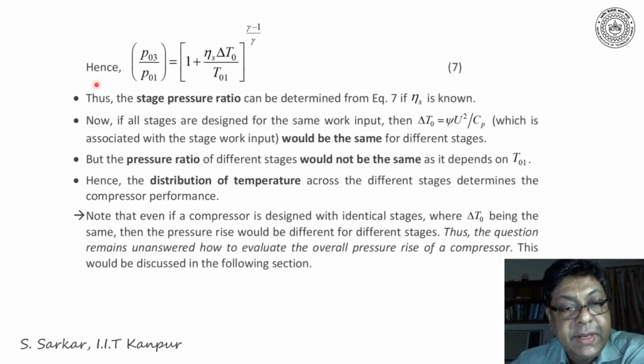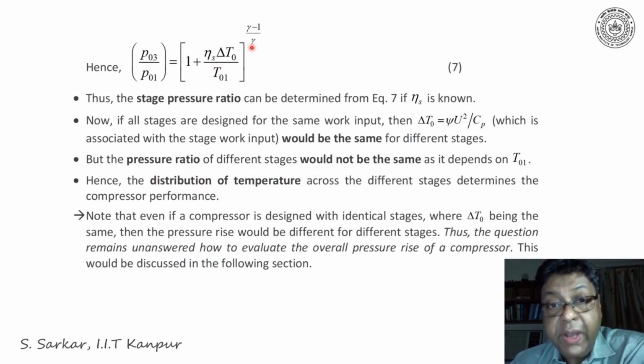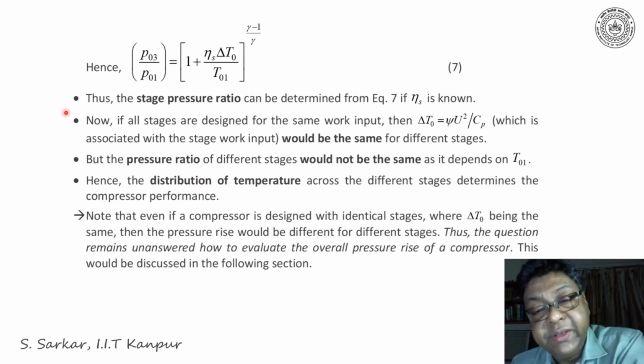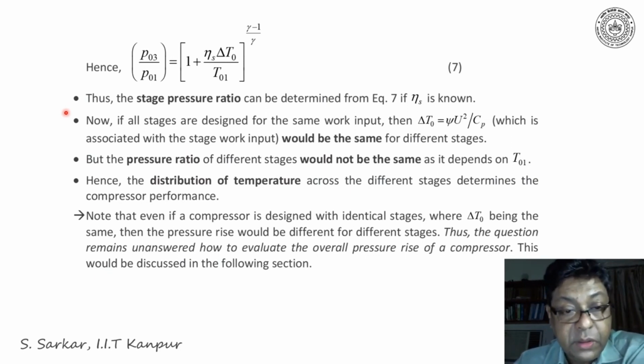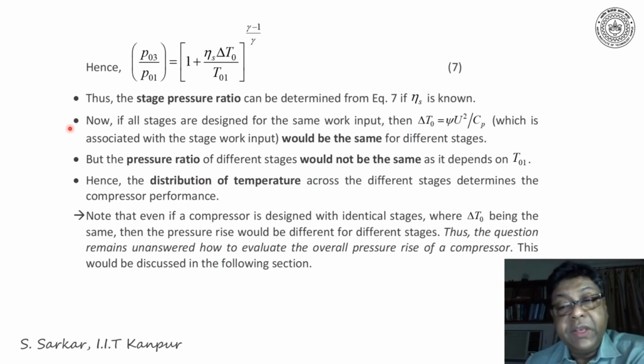Hence, the stage pressure ratio can be expressed as P03/P01 = (1 + ηS ΔT0/T01)^(γ/(γ−1)), where ΔT0 is the temperature rise across a stage and T01 is the total temperature of the fluid at entry to a stage. Furthermore, the stage pressure ratio can be determined only if the isentropic efficiency of the stage ηS is known to us. Now, if all stages are designed for the same work input, then ΔT0 = ξ U² / Cp would be the same for different stages.